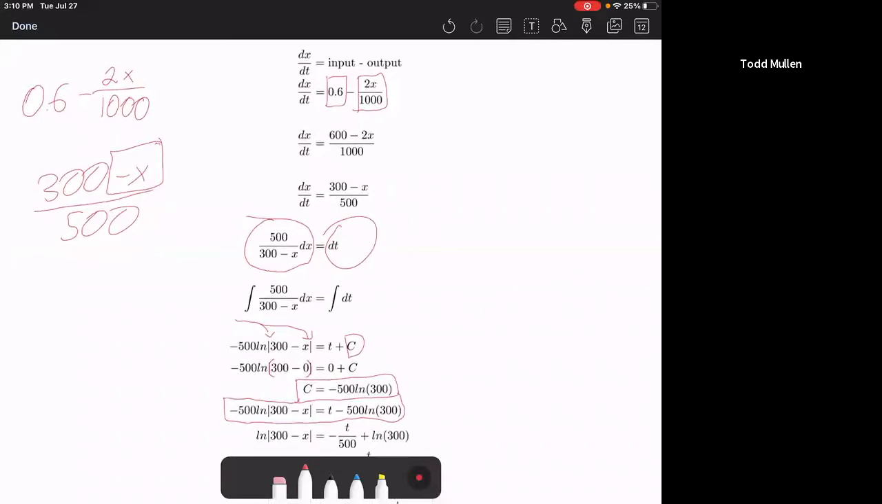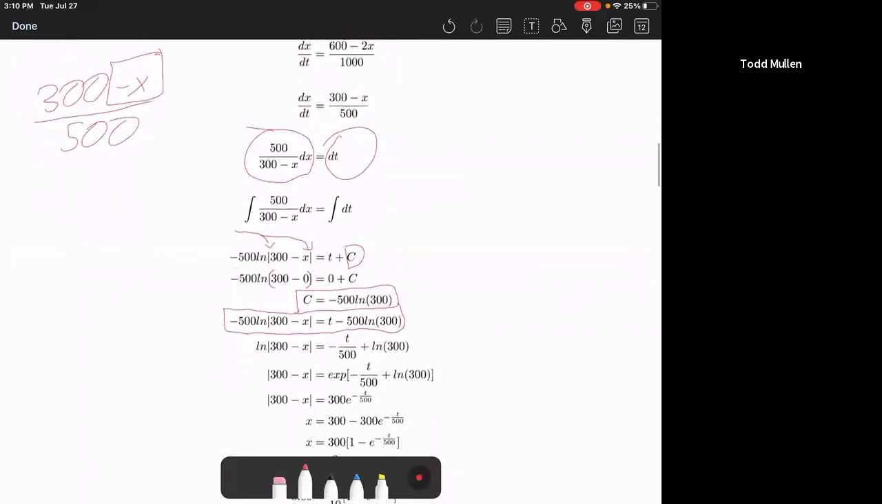Now, we want to do as best we can to isolate x here. So we're going to divide both sides by negative 500. Then, how do we get rid of a ln? We raise both sides as powers of e. So e to the ln just makes those disappear, and we're left with 300 minus x on the left. But we now have e to the power of negative t over 500 plus ln 300 on the right.